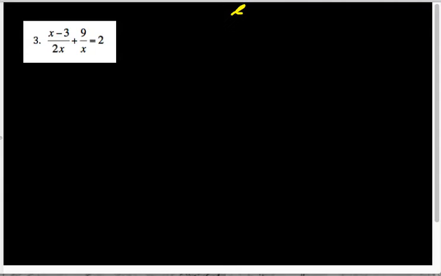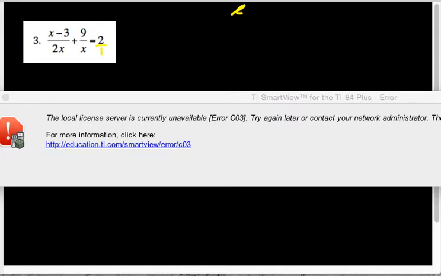So we have x minus 3 over 2x plus 9 over x, and then you have this 2 over here. That's the same as 2 over 1.